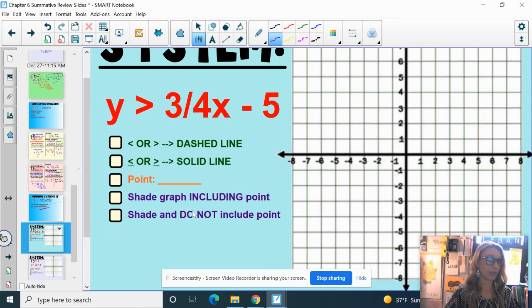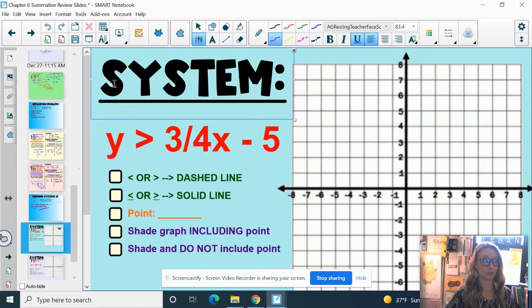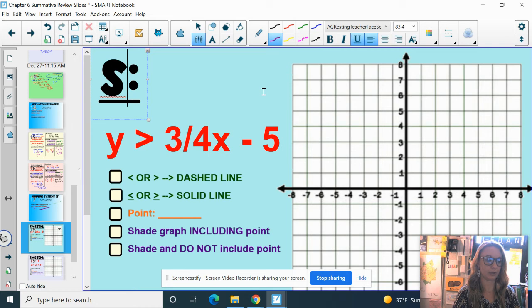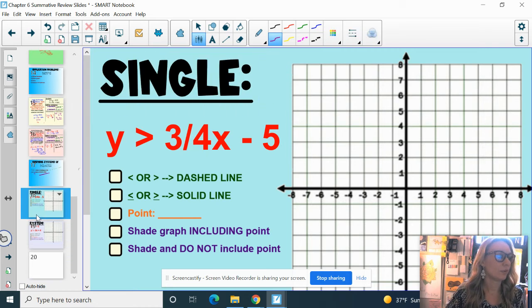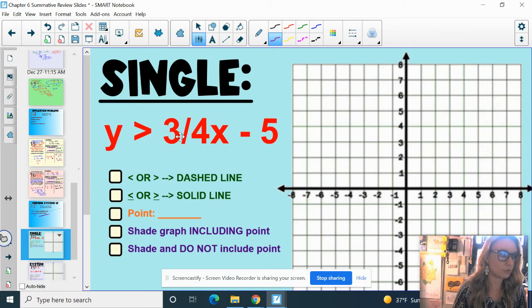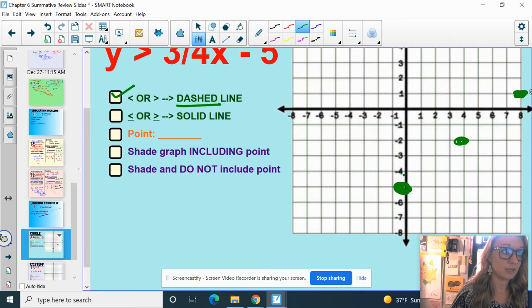Now, before we go through an actual system, okay, this is not an actual system. This is a single one. Also, cool font, huh? Let's graph one single one before we do a system together. Okay, so for this first one, I see it's just a greater than sign, which means I'm going to use a dashed line. So let's go ahead and graph it. We're going to start at -5. I'm going to go up 1, 2, 3 over 4. And I'm going to do it again. Up 1, 2, 3 over 4. Now, when you connect these, you need a dashed line.